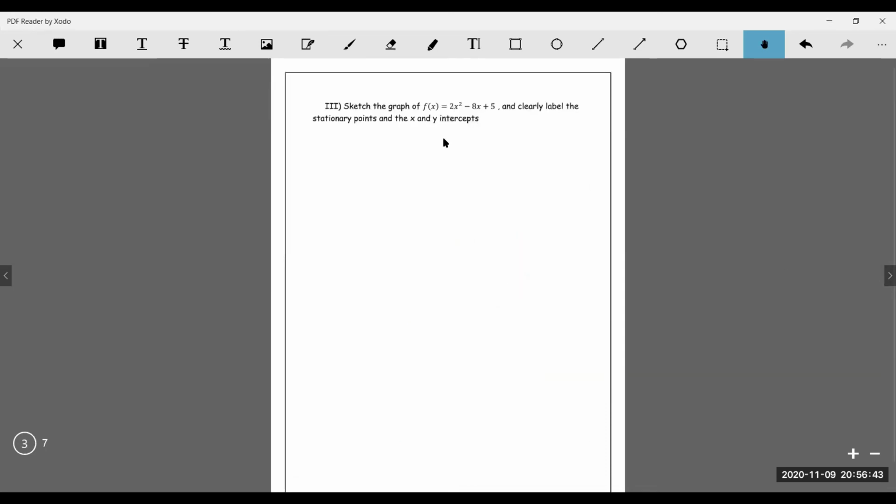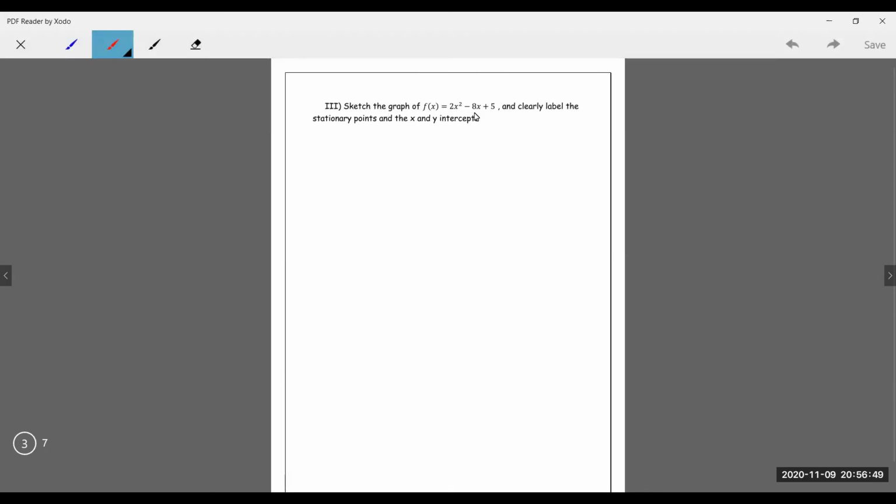All right. Now the next part of the question says, sketch clearly the graph of f of x and clearly label stationary points and the x and y intercept. Now this might look unfamiliar. Now when it says stationary point, what it's talking about is the turning point. All right. State the turning point on the graph. That's all they're saying. And then they say sketch the x and y axis intercepts.